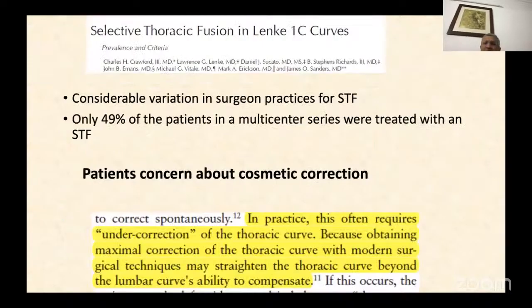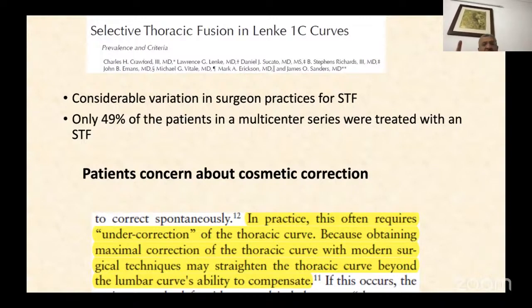But if you look at the practice of surgeons throughout the world, this is a paper which came out around 8 to 10 years ago. Maybe the percentage has become more now. Only 49% of the patients in a multi-center series were treated by selective thoracic fusion.